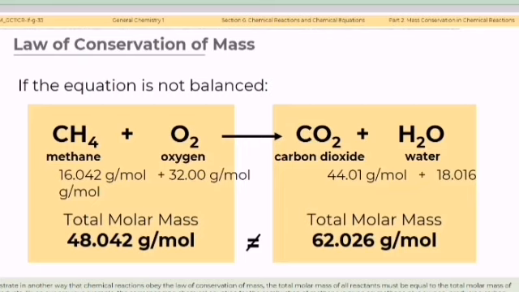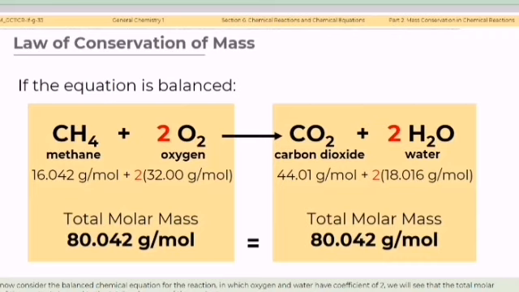To illustrate in another way that chemical reactions obey the law of conservation of mass, the total mass of all the reactants must be equal to the total mass of the products. Given our previous example, the corresponding chemical equation for the combustion of methane is methane plus oxygen producing carbon dioxide and water. If the equation is not yet balanced, we can see that the total molar mass of the reactants is not equal to the molar mass of the products.